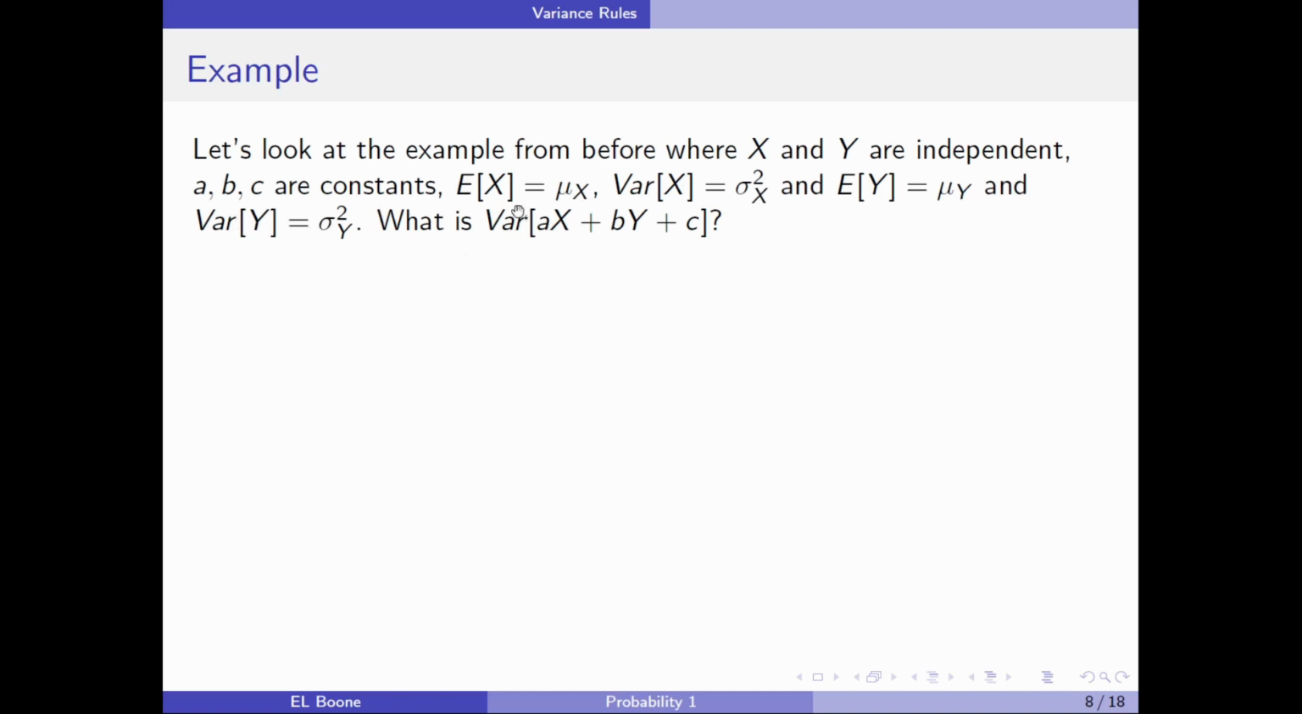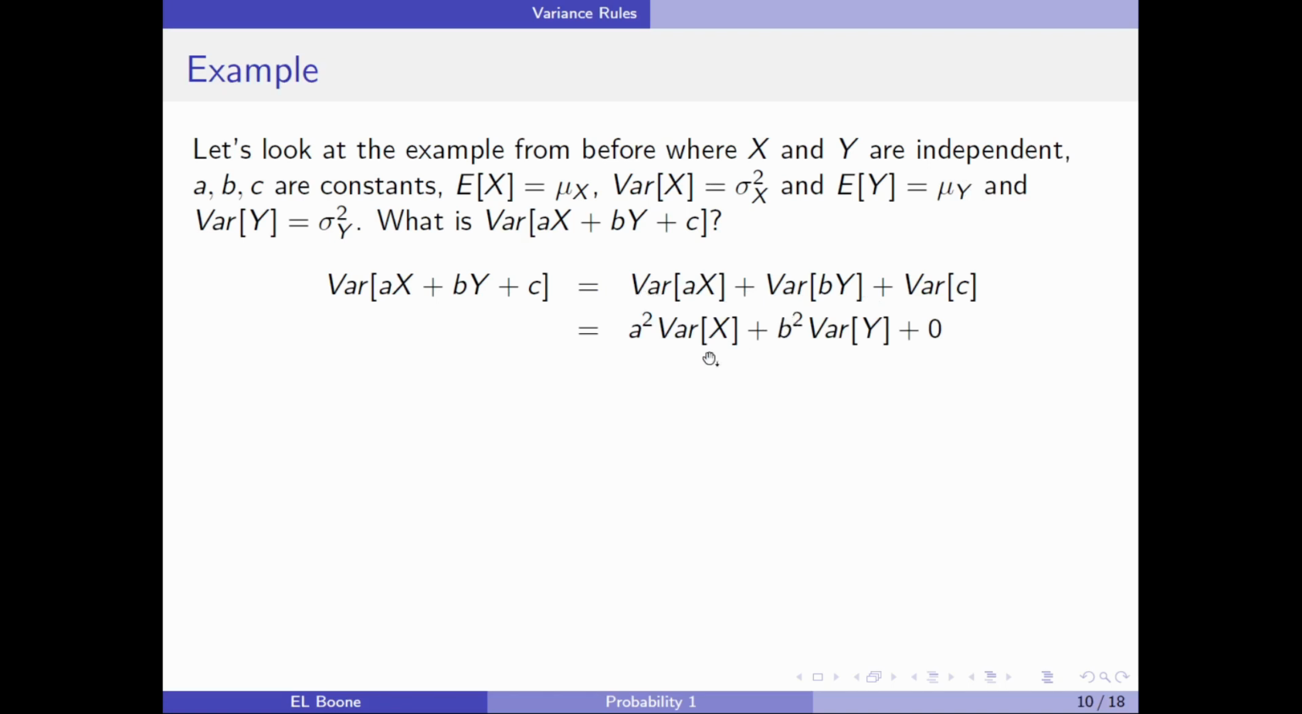And we wanted to know before what was the expectation of this. Now we want to know what the variance is. And if you just start off here, if we said they're independent, that means we can break it across addition. So we go across addition, we use the next rule, pull out the constants, which are a squared and b squared, and we notice that we have a variance of c over here, and c is a constant, so that becomes 0. And then if I plug in what I know about the variance of x, I get a squared sigma squared x plus b squared sigma squared y.